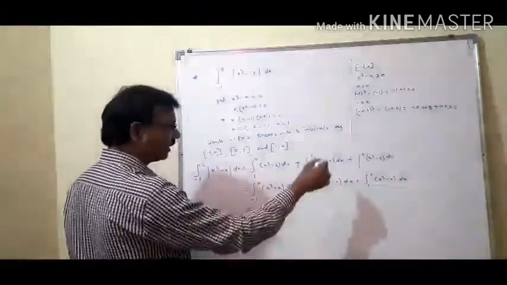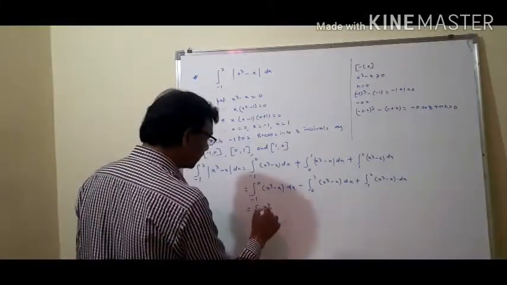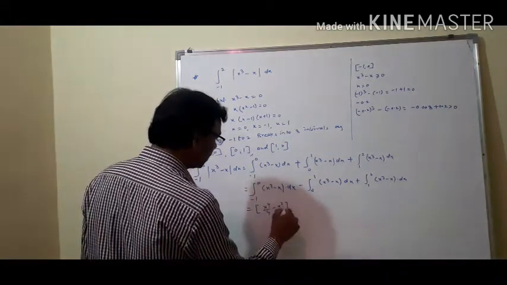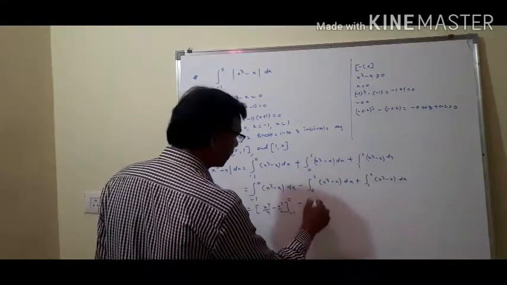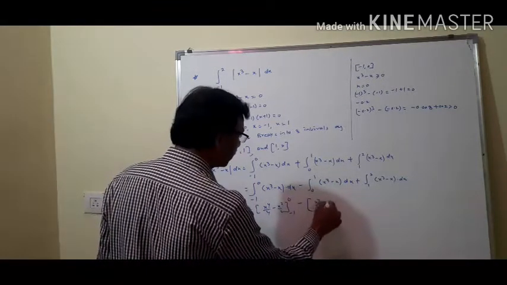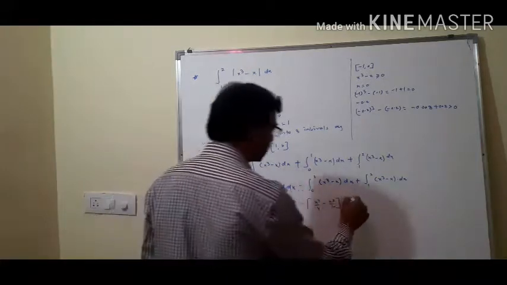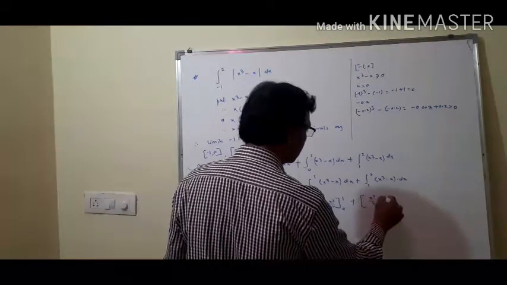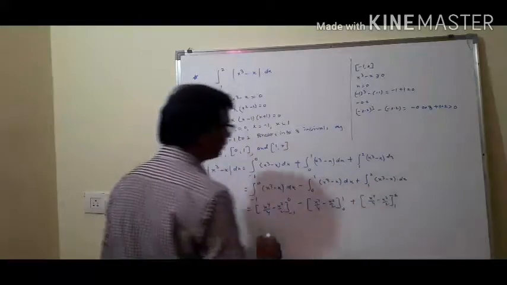Now integrate each integral. Integration of this will be x raised to the power 4 upon 4 minus x square upon 2 from minus 1 to 0, minus x to the power 4 upon 4 minus x square upon 2 from 0 to 1, plus x raised to the power 4 upon 4 minus x square upon 2 from 1 to 2.